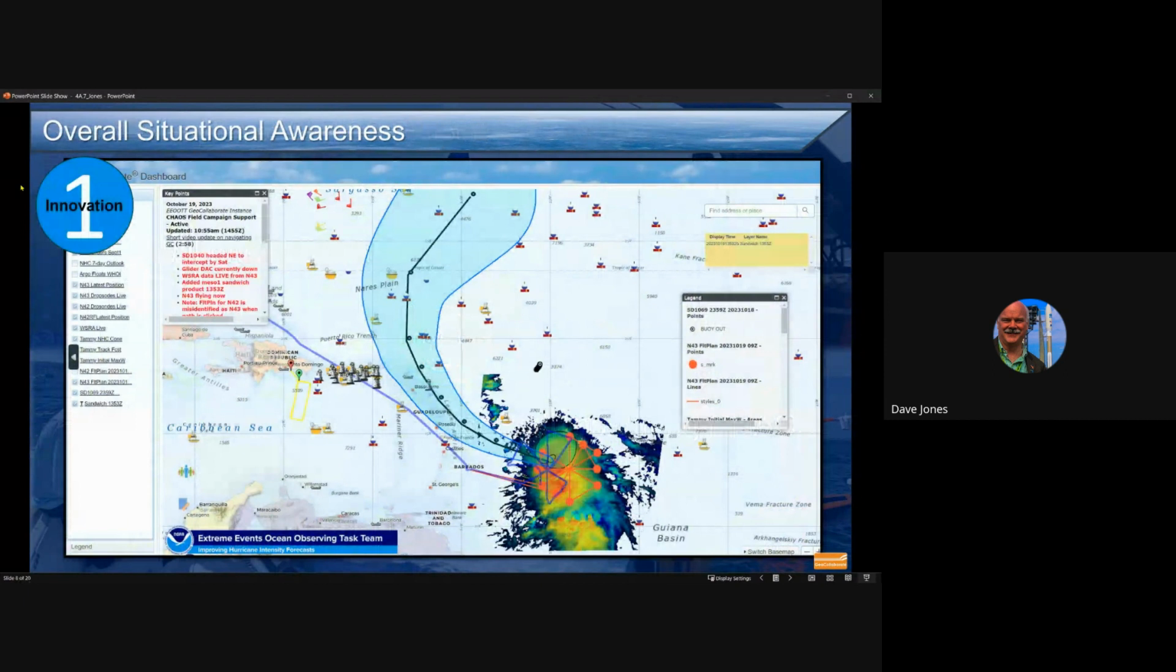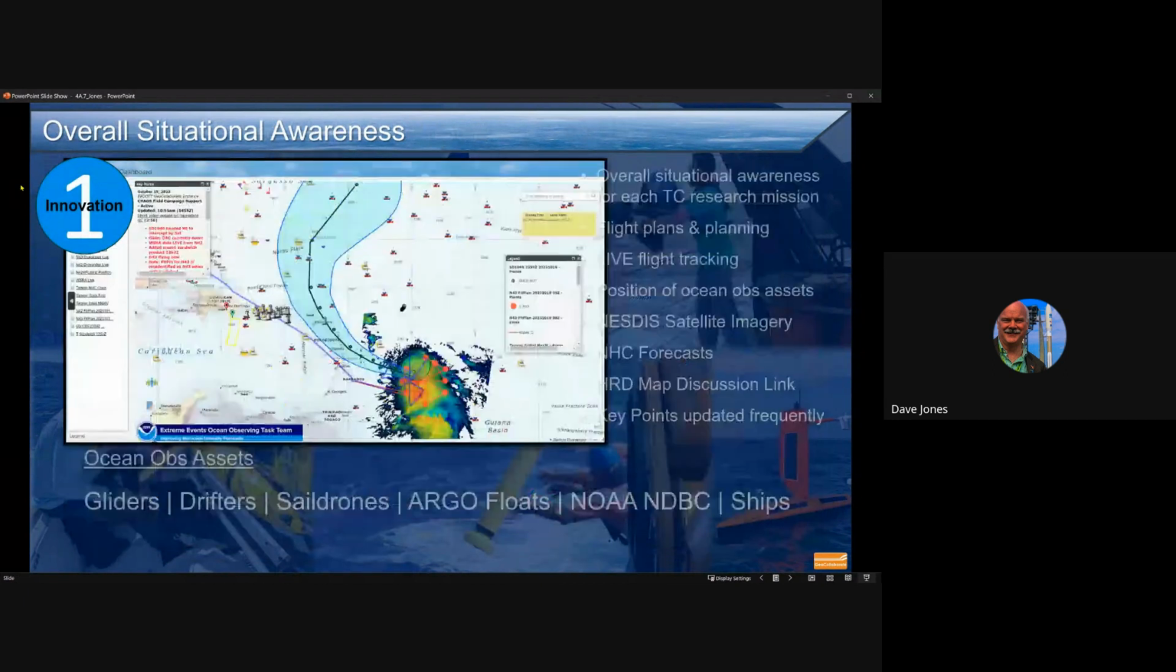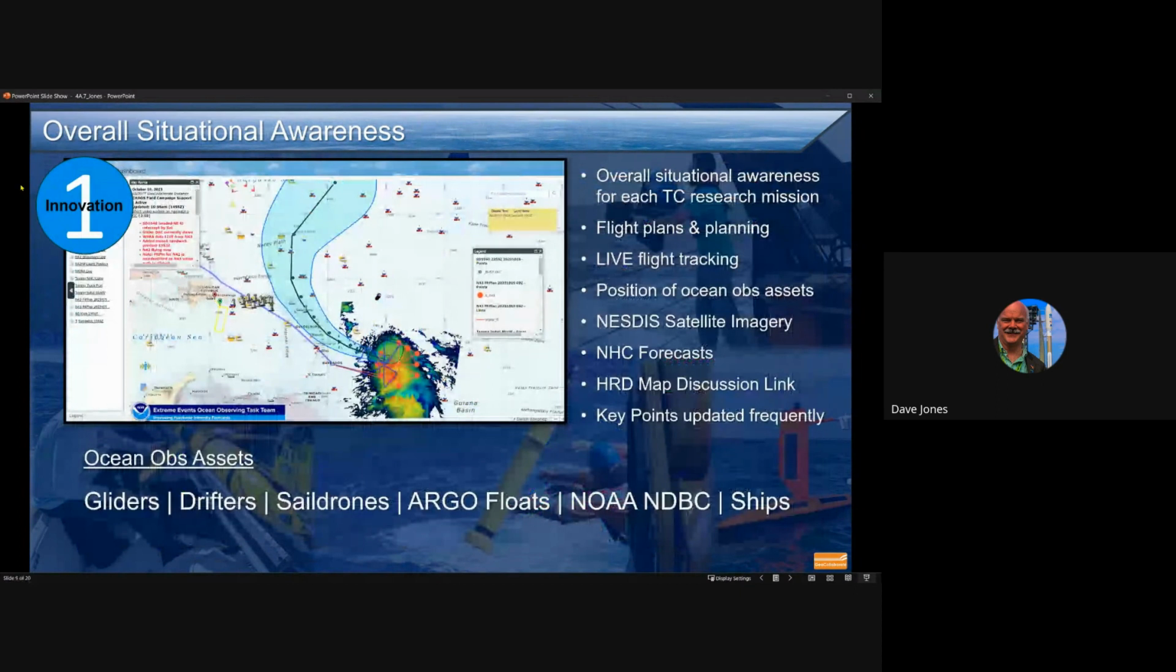Overall situational awareness, this is the GeoCollaborate dashboard. We had flight plans that we could input. Some of the planning of the flight plans happened using GeoCollaborate. We had live flight tracking. That's what this blue line is. You can see the live flight when the P3 ferried down to Barbados to fly into Tammy. The position of ocean obs assets, NESDIS satellite imagery. We were bringing in the sandwich product from the Meso 1 sector from GOES East. That was updating every minute or so, every 5 minutes occasionally. And then we had the NHC forecast, so we could see the official forecast track and intensity, and what ocean observation platforms are likely to be impacted.